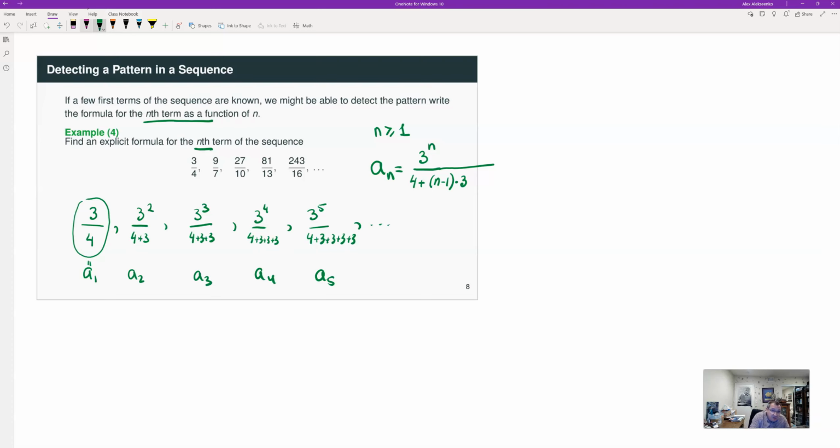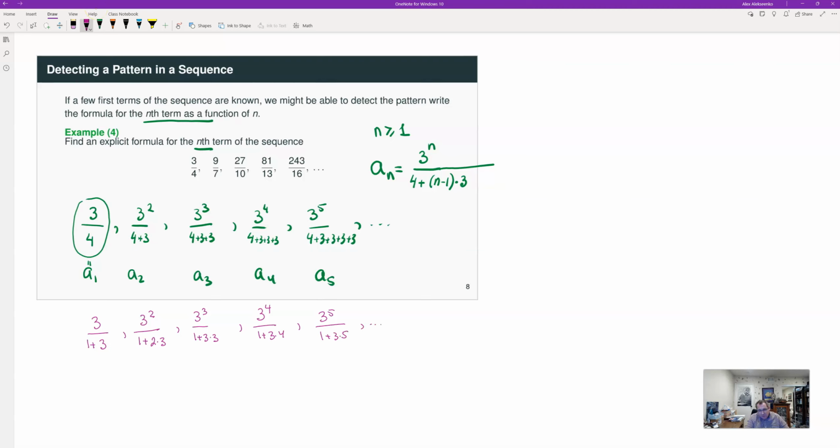Now, some of you will notice that I might not have done the best job recognizing the pattern. Interestingly enough, the same sequence can be written in a slightly different form. The first element can be thought of as 3 divided by 1 plus 3. The second element as 3 squared divided by 1 plus 2 times 3. The third as 3 cubed divided by 1 plus 3 times 3. The fourth as 3 to the 4 divided by 1 plus 3 times 4. And finally, the last element, 3 to the 5 divided by 1 plus 3 times 5.